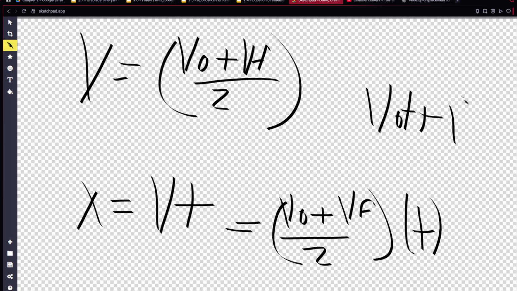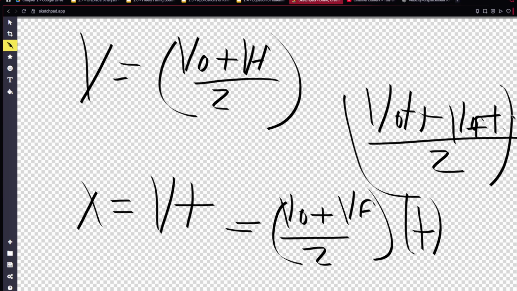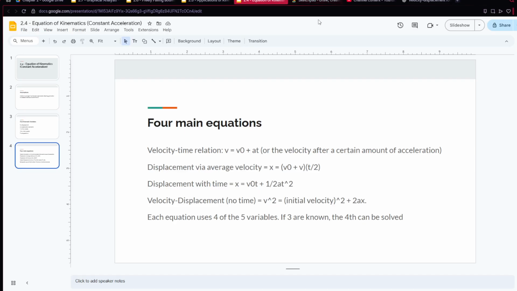In fact, you can probably make this a lot more complicated. V0t plus Vft divided by 2 using algebra. And then you can even make this a little bit more complicated by squaring and then taking the square root. I don't know what I'm saying, but that's how we got that.